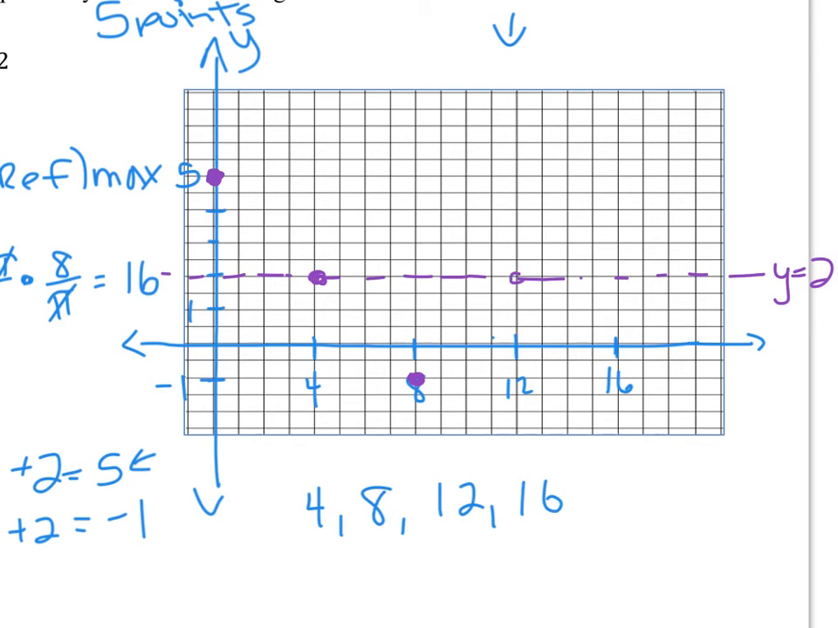So I just went to the minimum. Now I'm going to go to the middle. Now I go back to the max. So this is how cosine looks. And that's it.